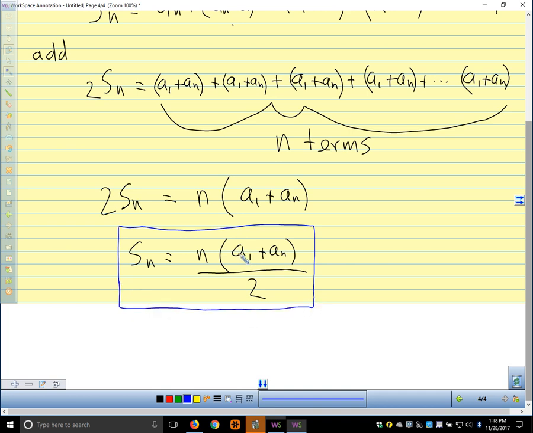We add the first term to the last term. Those are easy to find because we have a nice formula. We multiply by how many terms we have and divide by 2.